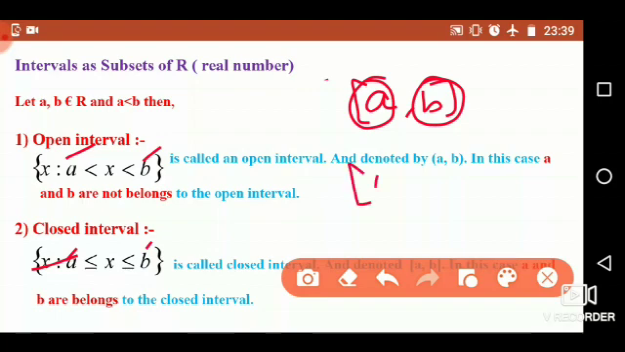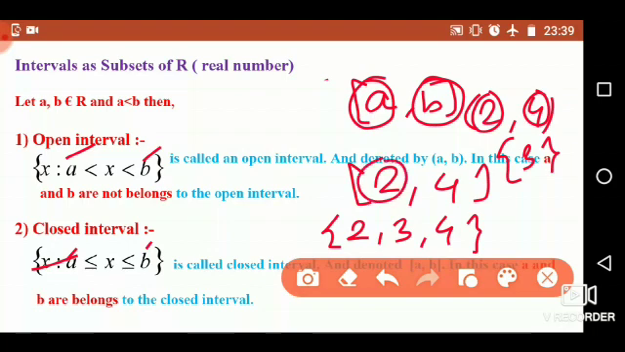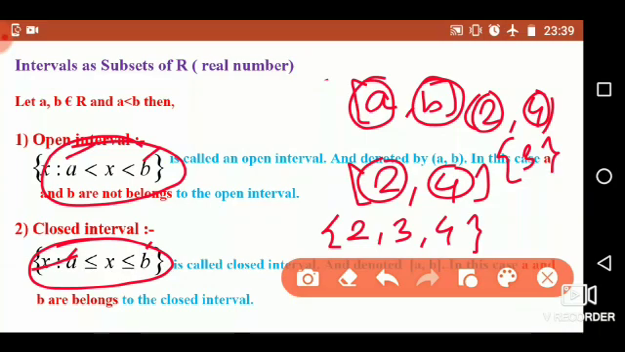For example, for the closed interval [2, 4], we can write the elements of the set as 2, 3, 4, etc. In the open interval (2, 4), we can write only the element 3. Only element 3 we can write, because 2 and 4 are not inclusive in the open interval, but 2 and 4 are inclusive in the closed interval. Therefore, this type of form is called a closed interval, and this type of form is called an open interval.